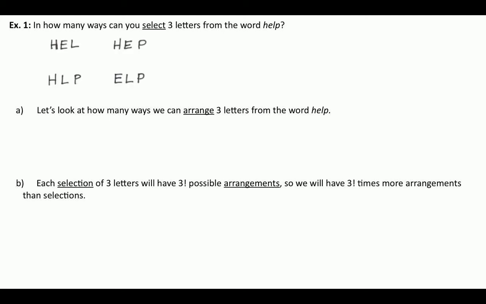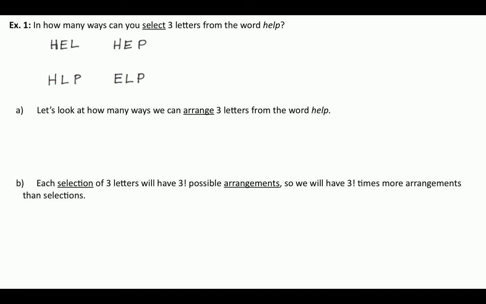I could pull out an H, an E, and an L. So essentially you've left the P in the bag. Or I could pull out an H, an L, and a P. You left the E in the bag. Or an H, an E, and a P. Left the L in the bag. Or an E, an L, and a P. Left the H in the bag. So essentially it's how many ways can I leave one letter in a bag? There are 4 ways to do it. The order of these things doesn't matter.